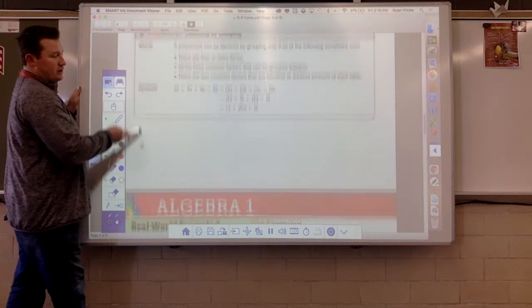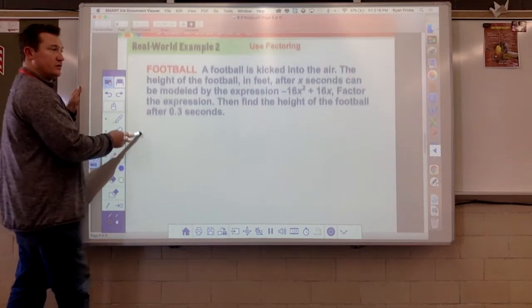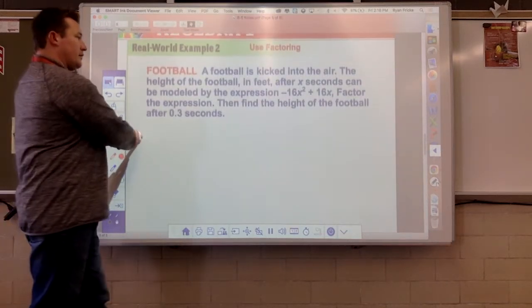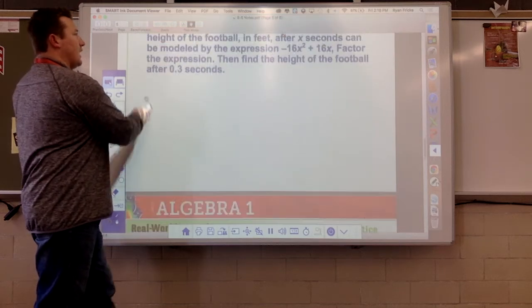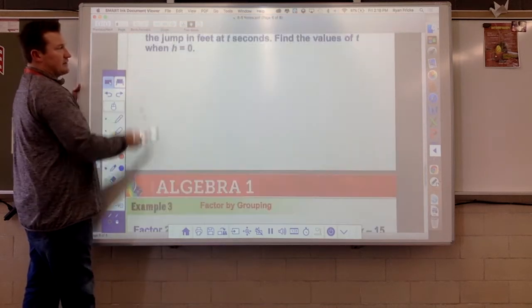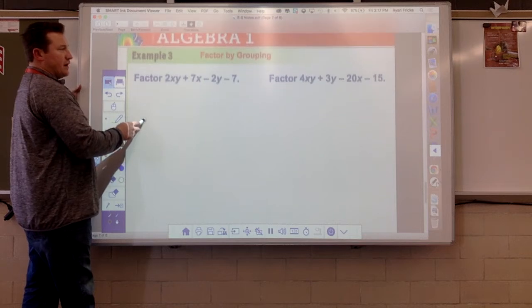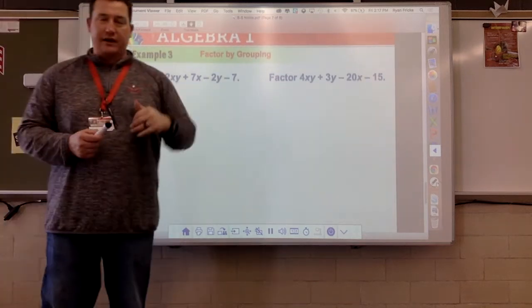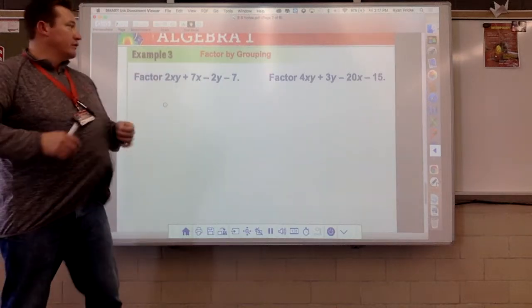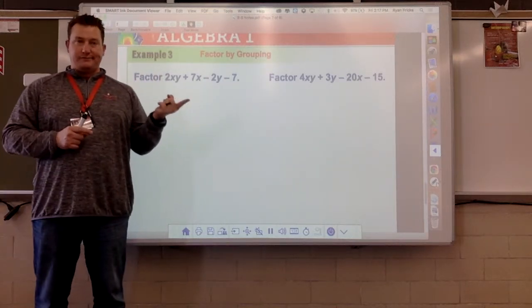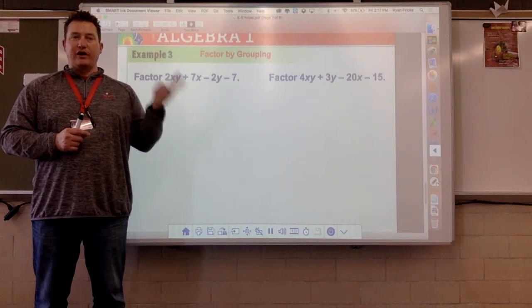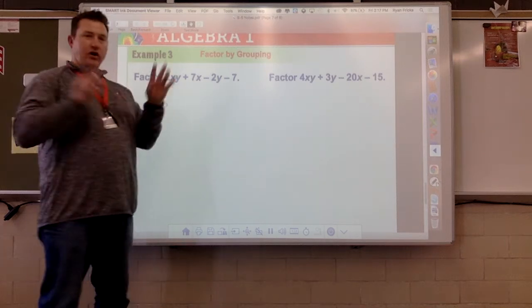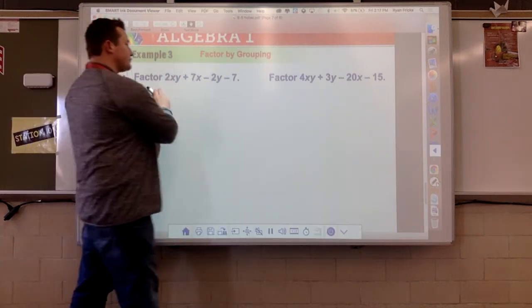Factor by grouping. This is my most favorite thing to do. I want to go do that right now. I'm going to come back to these here in a second, guys. Factor by grouping. We're out of order here in our notes. That's okay. So fast forward down here. Factor by grouping. So we factored by greatest common factor. Now we're going to factor by grouping.